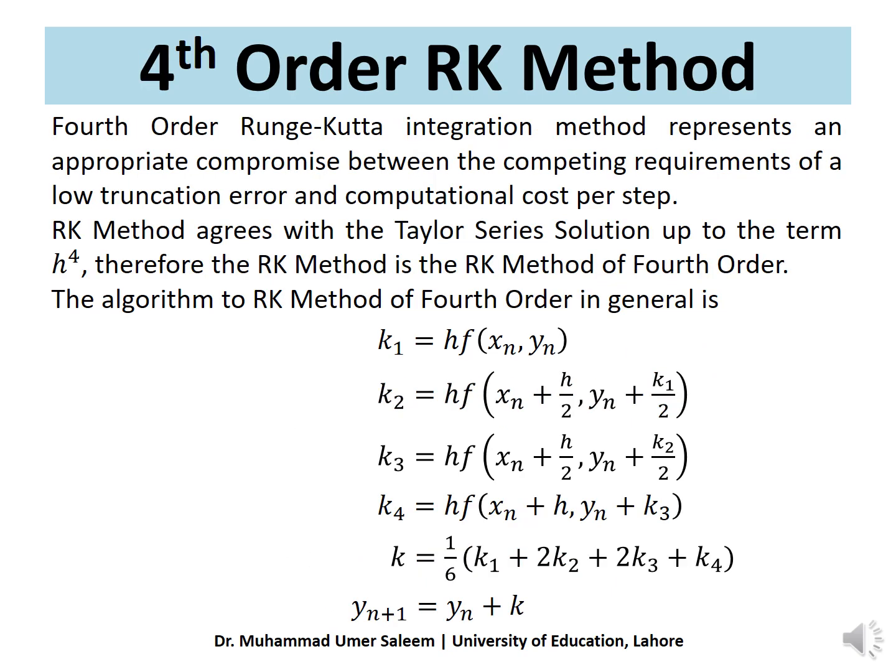Next, this is the first main method for the RK method, since the previous ones were matching with some of the existing methods we have. So the fourth order RK method is fourth order Runge-Kutta integration method, representing an appropriate compromise between the competing requirements of low truncation error and computational cost per step. As I told you in the beginning, that was the problem with Euler's method. That's why we come across the RK methods.